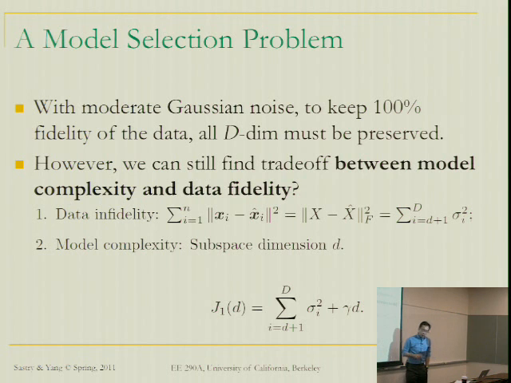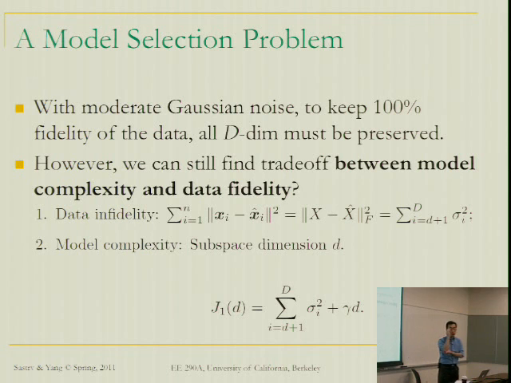And what's the model complexity? A simple solution to tell you the model complexity will be simply choosing the subspace dimension D in here. Okay? Once we have these two guys, what we can do is try to minimize an objective function J1 that's equal to the summation of these two terms, both the data infidelity and the model complexity. Okay? Parameterized by a single coefficient gamma in here.